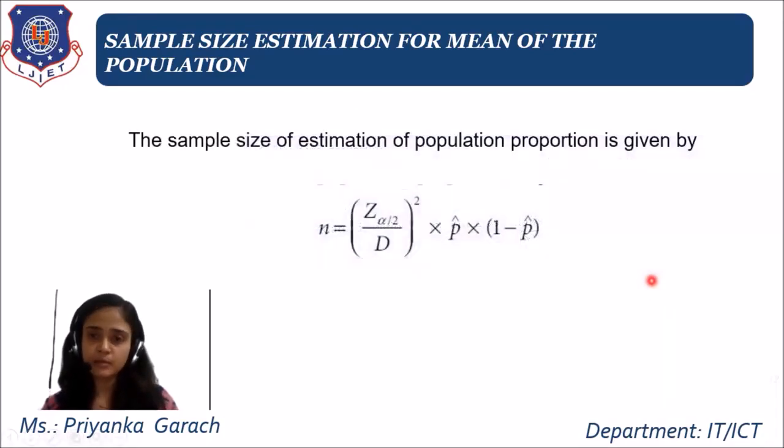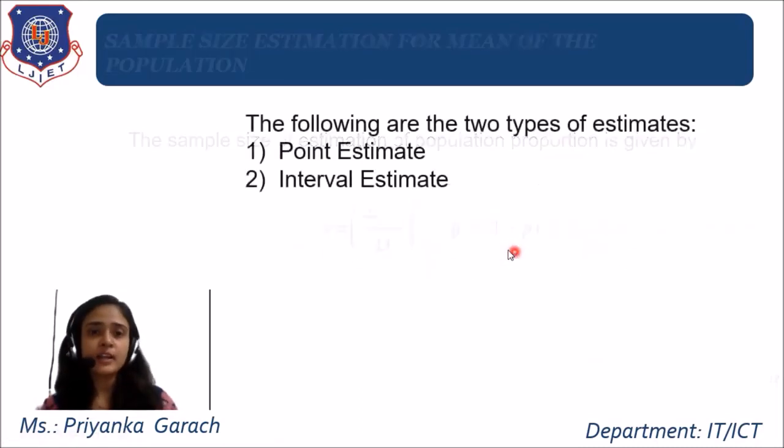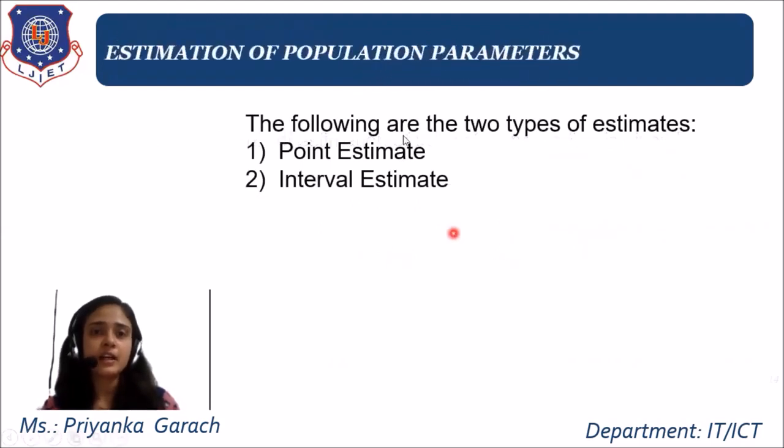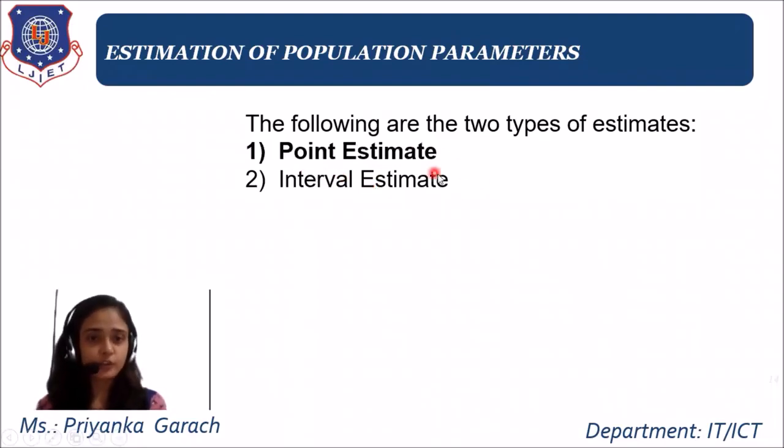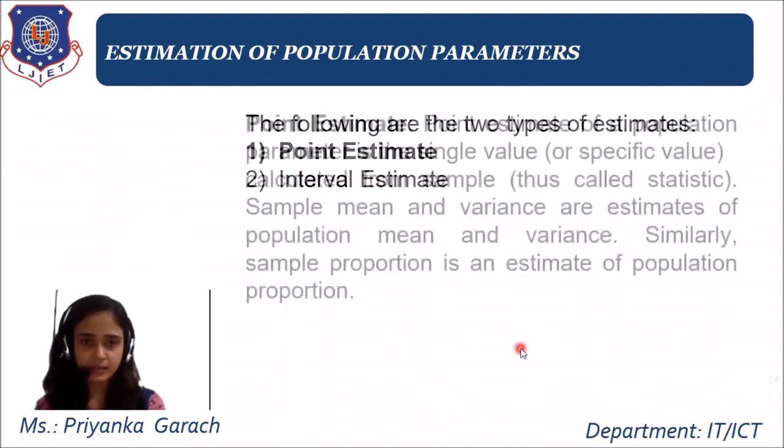So the sample size estimation of the population proportion is given like this. That is the formula. Now next comes the estimation of the population parameters. In the estimation of population parameters, we have two types of estimates, that is the point estimate and the interval estimate. So let's understand the first one, what the point estimate is.